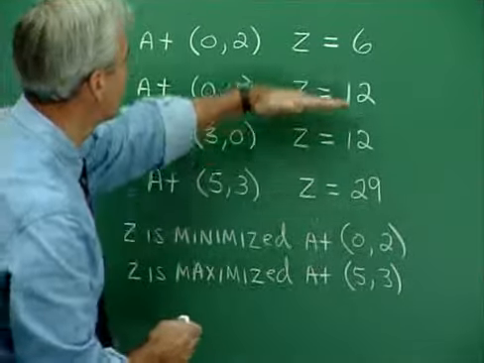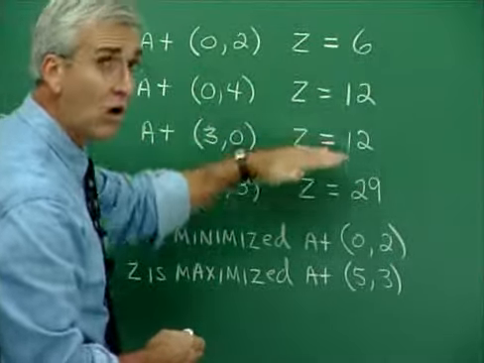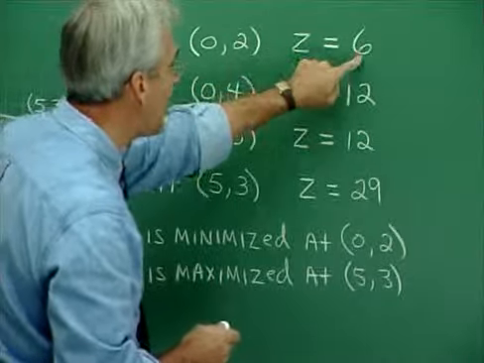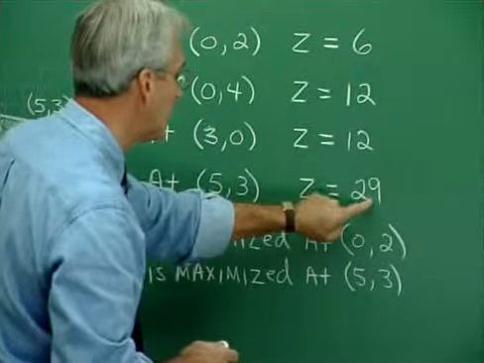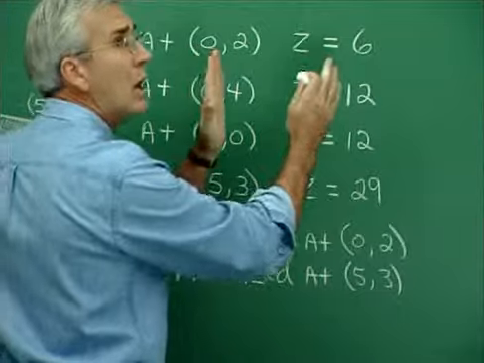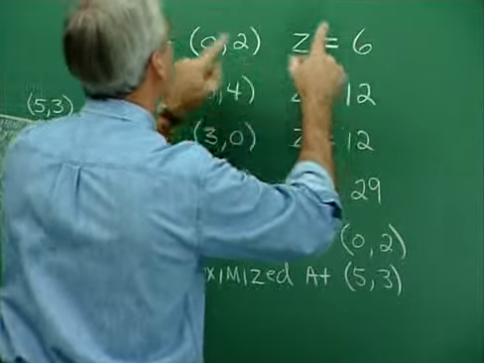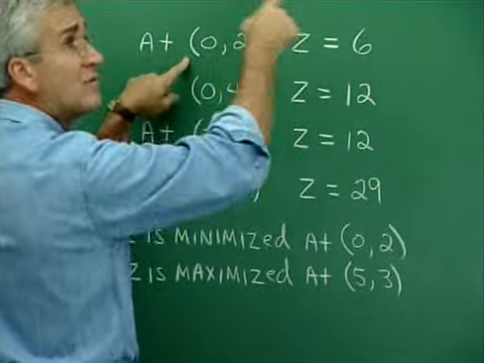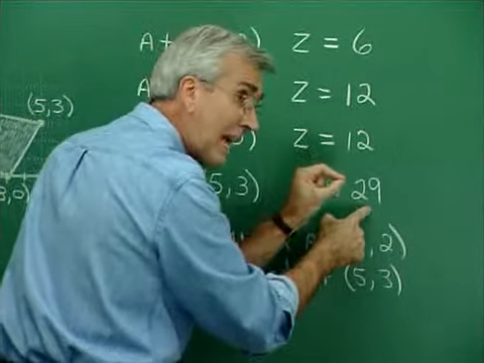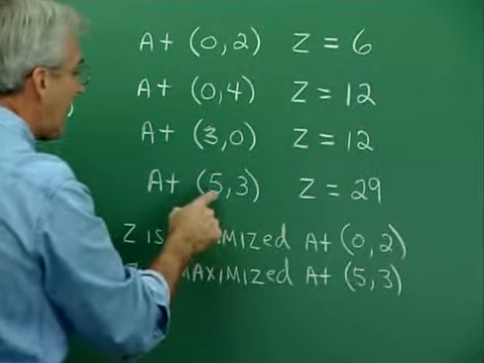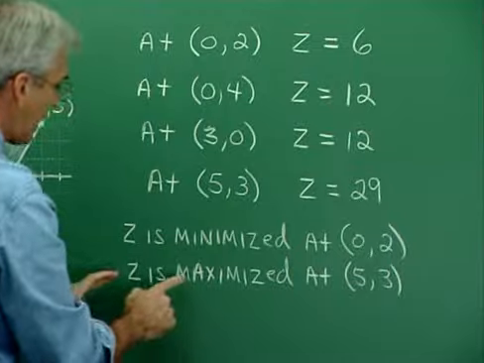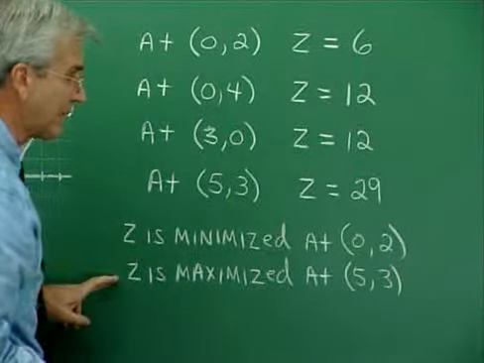So we look at this group of values that z has taken on at these vertex points, and it turns out that z is minimized at 6, maximized at 29. And actually, I shouldn't say z is minimized at 6. Actually, z is minimized at that point, and the value of z at that point is 6. And z has a maximum value of 29, and it takes on that value at the point (5, 3). So z is minimized at the point (0, 2) and maximized at the point (5, 3).